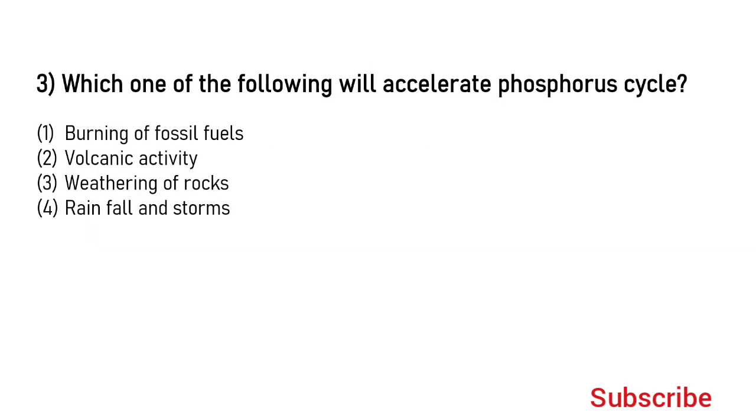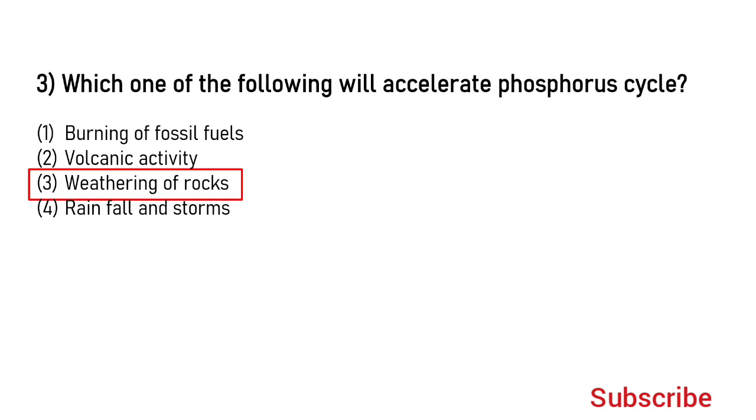Third question, which one of the following will accelerate phosphorus cycle? First, burning of fossil fuels. Second, volcanic activity. Third, weathering of rocks. And fourth, rainfall and storms. So your answer will be weathering of rocks.